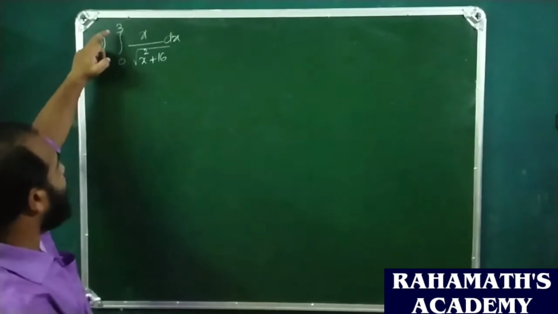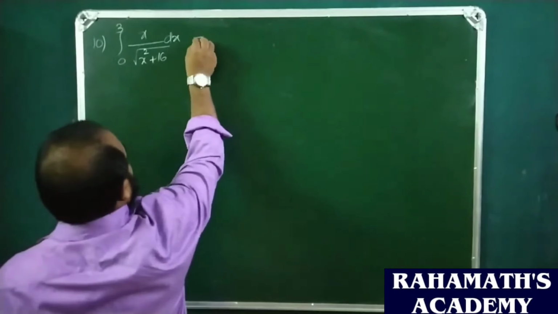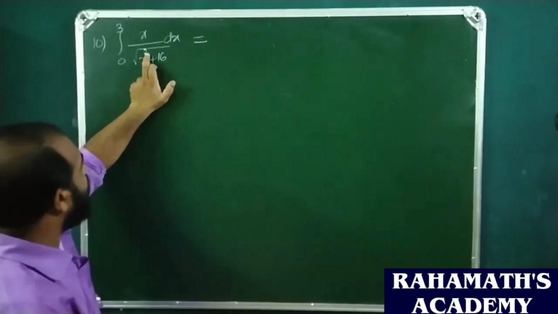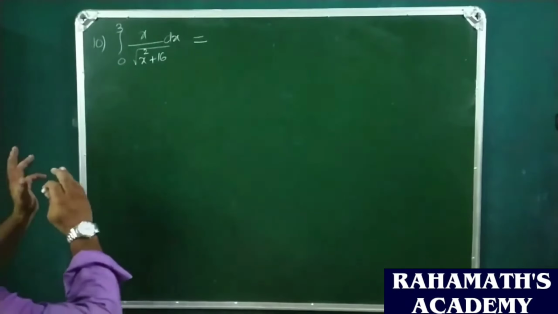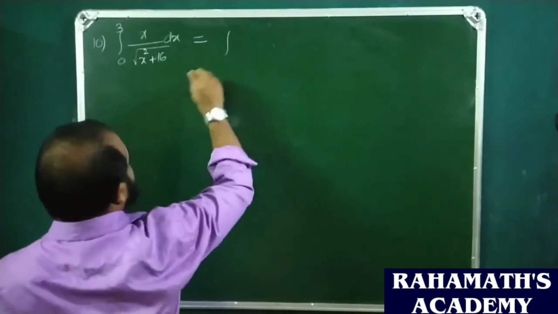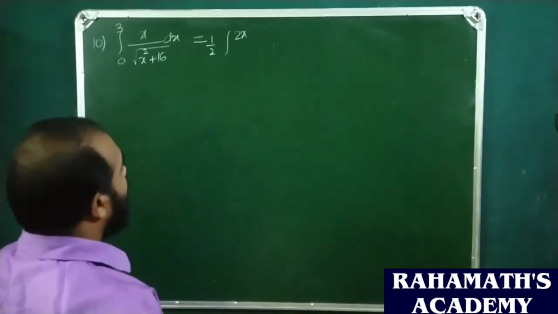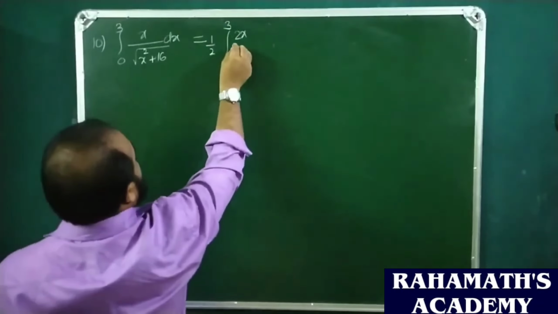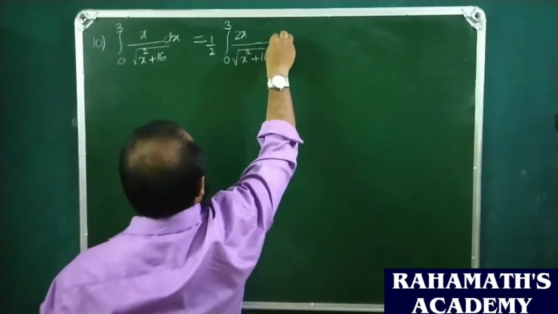So the next question is integral 0 to 3 x by square root of x square plus 16 dx. x square plus 16's derivative is 2x. So here x is there, for which we need to have some adjustment. We need to balance. Since I require 2x here, 2 I multiply, equally I divide also without loss of generality.